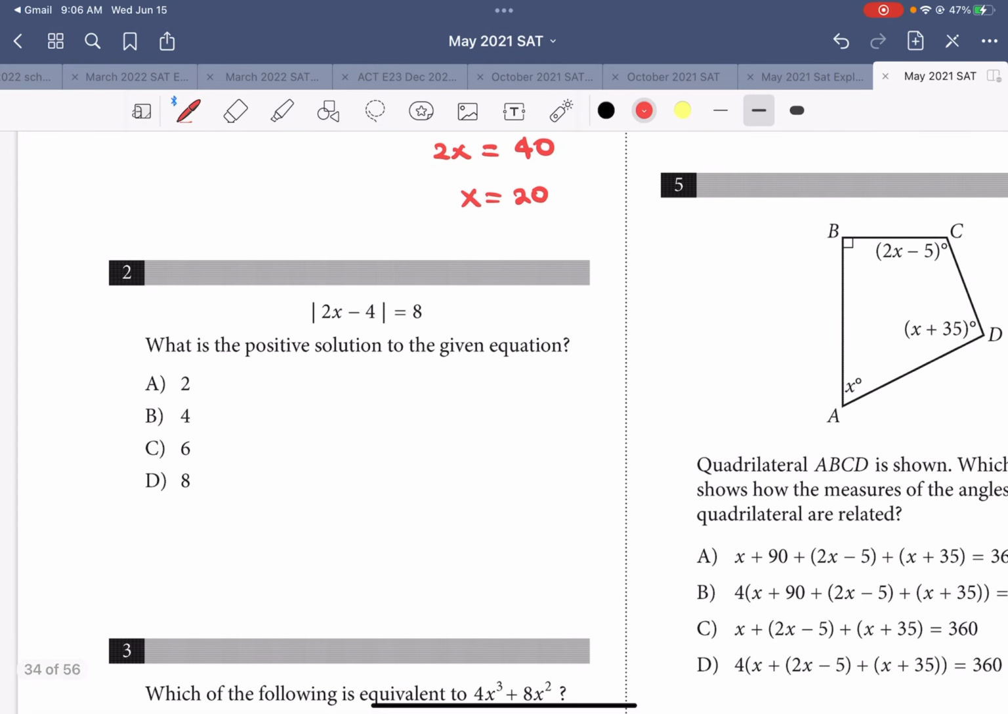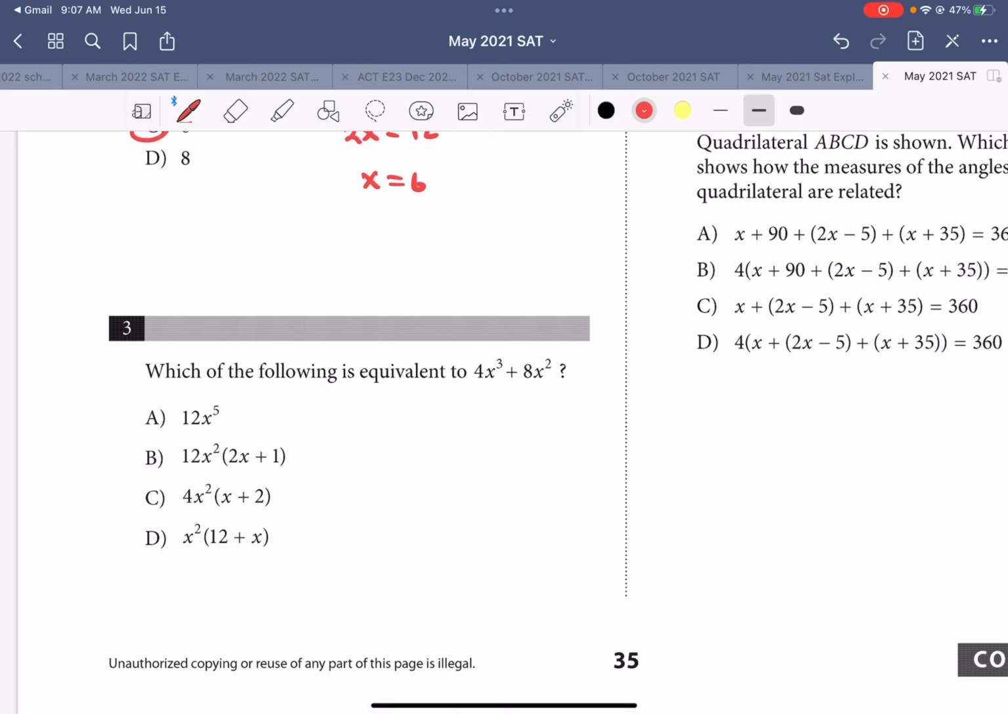Number 2, what is a positive solution for the given equation? So 2x minus 4, it could be 8, or 2x minus 4, it could be negative 8. So you need to solve for x. You add 4 both sides. 2x is 12. Divide by 2, x equals 6. You don't have to do the other one because you see that one answer. So that's a positive answer. Should be 6.